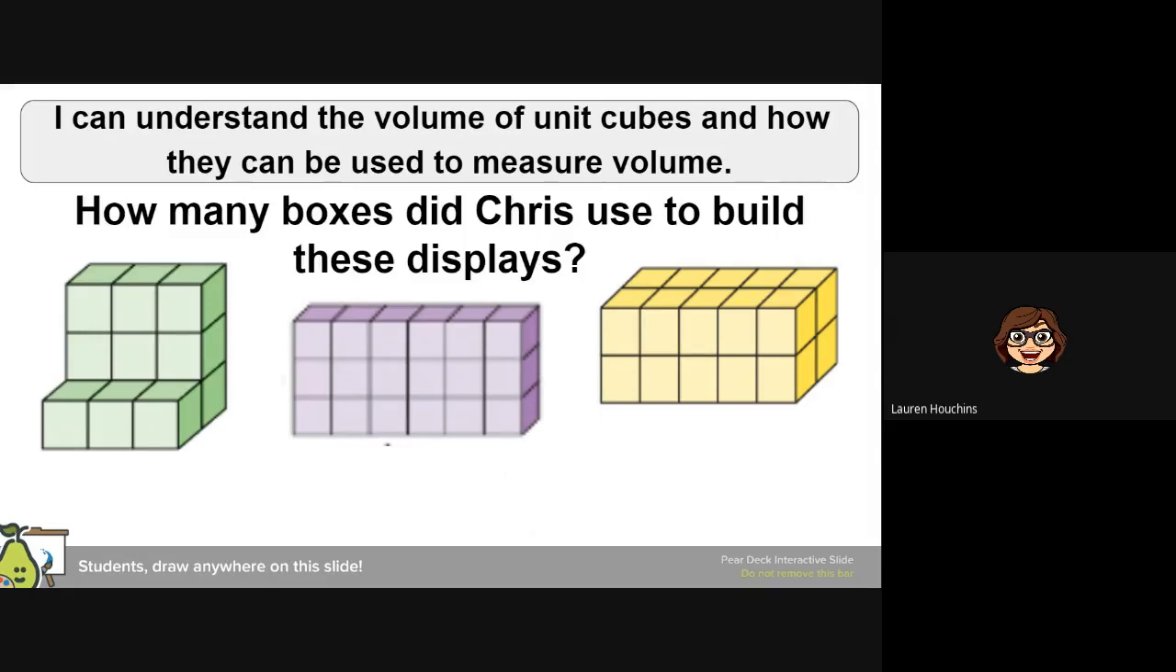And finally, the yellow one on the right. I can see all the ones on the front. There are 10 blocks on the front, and I know there have to be 10 blocks behind it as well. So 10 plus 10 gives me 20.